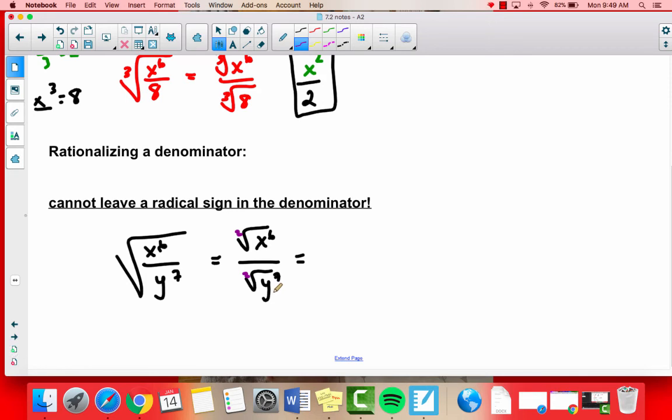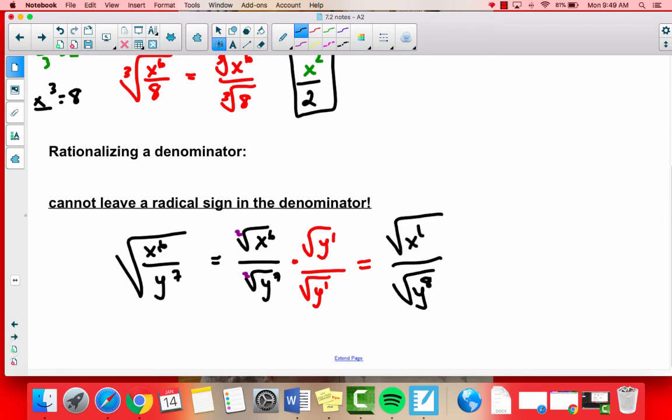So the trick is to make the denominator have an exponent that 2 can go into evenly. So to do that, we're going to do some multiplication. 2 doesn't go into 7 evenly. However, 2 does go into 8 evenly. So if I multiply in another square root of y to the 1st, then what that does is it leaves me with a square root of y to the 8th in the bottom, because 7 plus 1 is 8. When we're multiplying, we add exponents. And then on the top, I'm going to have a square root of x to the 6th y. And now, even though it looks more complicated, I can actually reduce the square root on the bottom much easier.